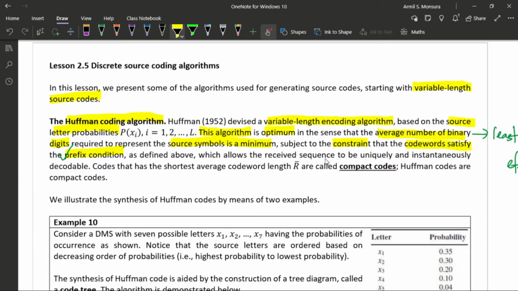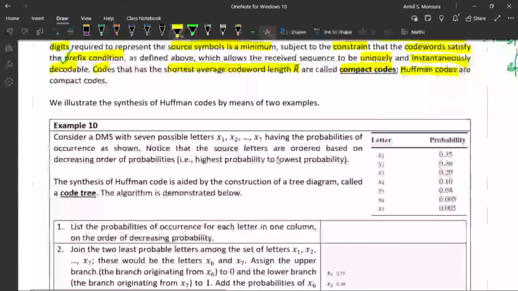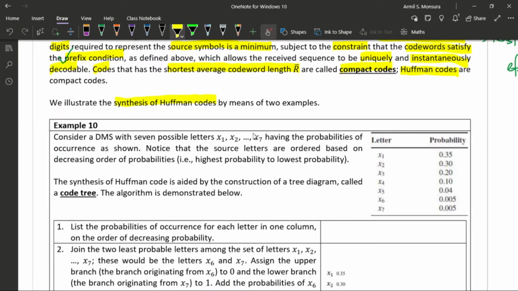So we are assured that Huffman codes are uniquely and instantaneously decodable. Now, codes that have the shortest average code word length R-bar are called compact codes. When an algorithm can synthesize very minimal code word lengths, they are considered to be compact codes. One of the algorithms that can generate compact codes is the Huffman coding algorithm. Let's illustrate the synthesis of Huffman codes by means of two examples.